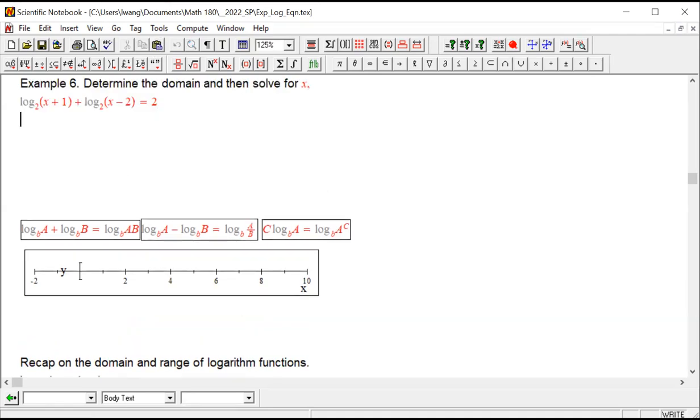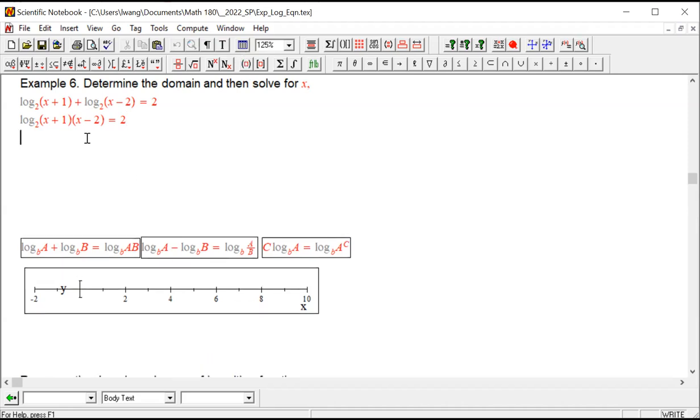Right, we're going to solve it. Using the product rule, we have log base 2 of (x plus 1) times (x minus 2) equals 2. Then, using the definition, that equals 2 squared.